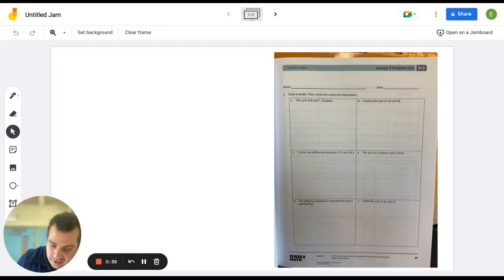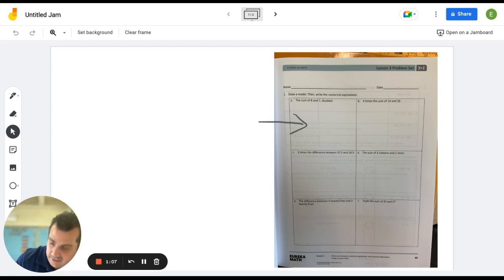But let's look at A. Number 1 says, the sum of 8 and 7 doubled. So the first thing we need to know is the word sum. And we know sum is the answer to an addition problem. So if I'm finding the sum of 8 and 7, and then I'm doubling it.